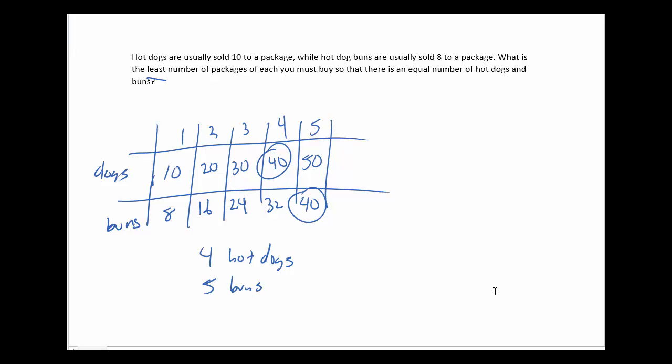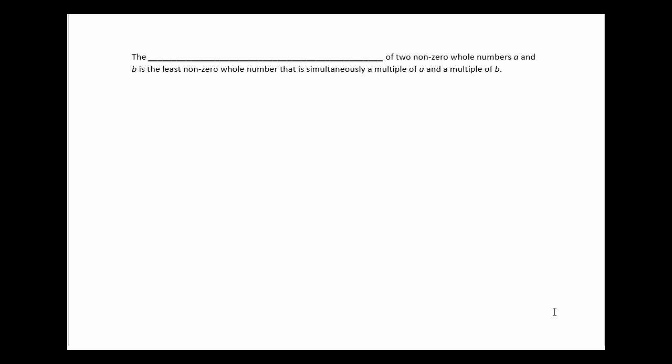Anyway, so let's learn some terminology associated with this. The concept that we just illustrated is something called a least common multiple. So let's put a definition on this. A least common multiple of 2 non-zero whole numbers, a and b, is the least non-zero whole number that simultaneously is a multiple of a and a multiple of b. In other words, you generate the list of multiples and you look for the smallest number they have in common.